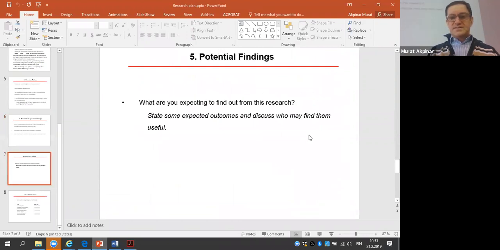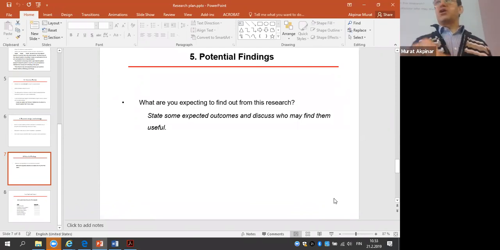The fifth section is called potential findings. That is about what you think will come out of this. When you make the thesis, what is your expectation about the outcomes? What are you expecting?